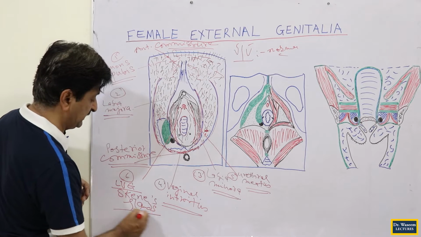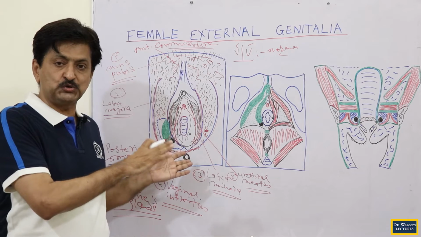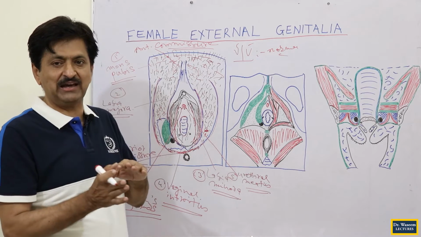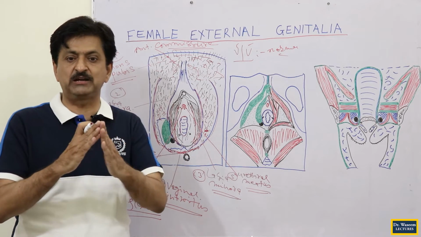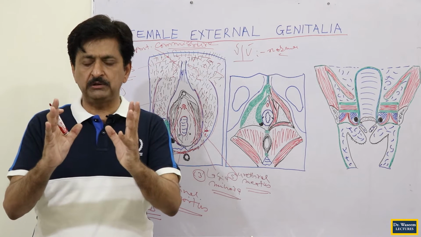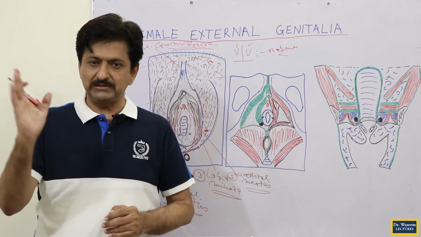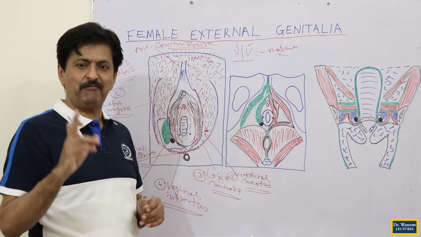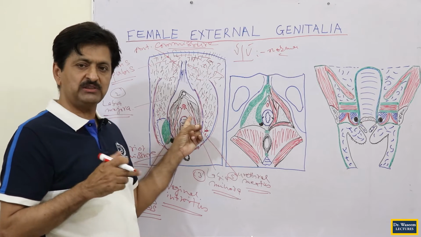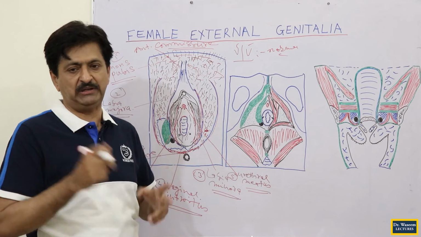They are also called paraurethral glands, and they are homologous to, in the male, the prostate. The urethra is there, and these paraurethral glands develop into a big organ that surrounds the urethra, which you call the prostate. So in the male, these paraurethral glands give rise to the prostate. These are homologous to the prostate in the male.